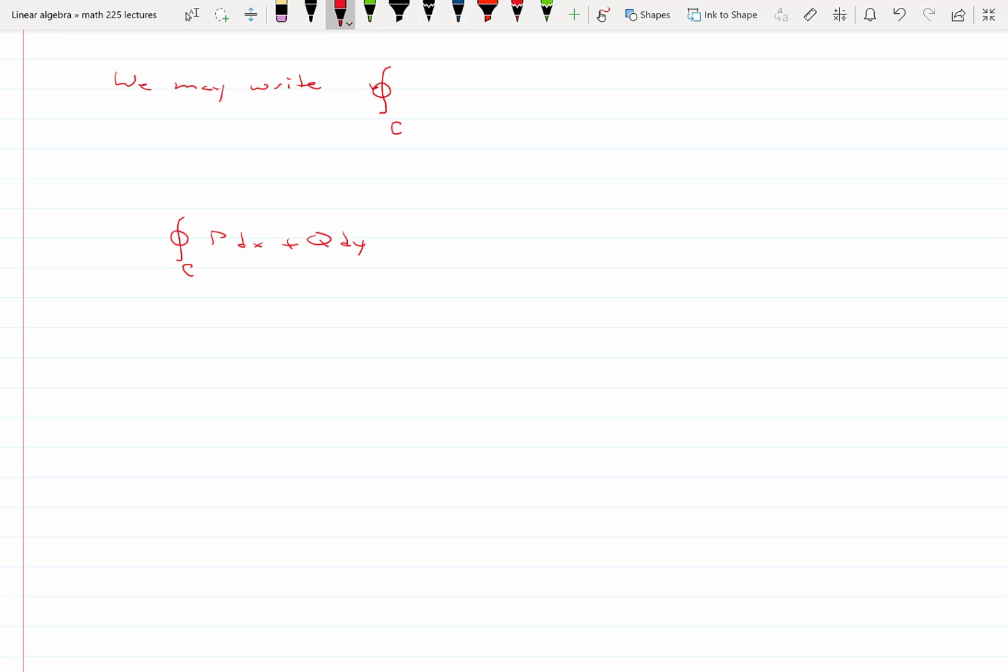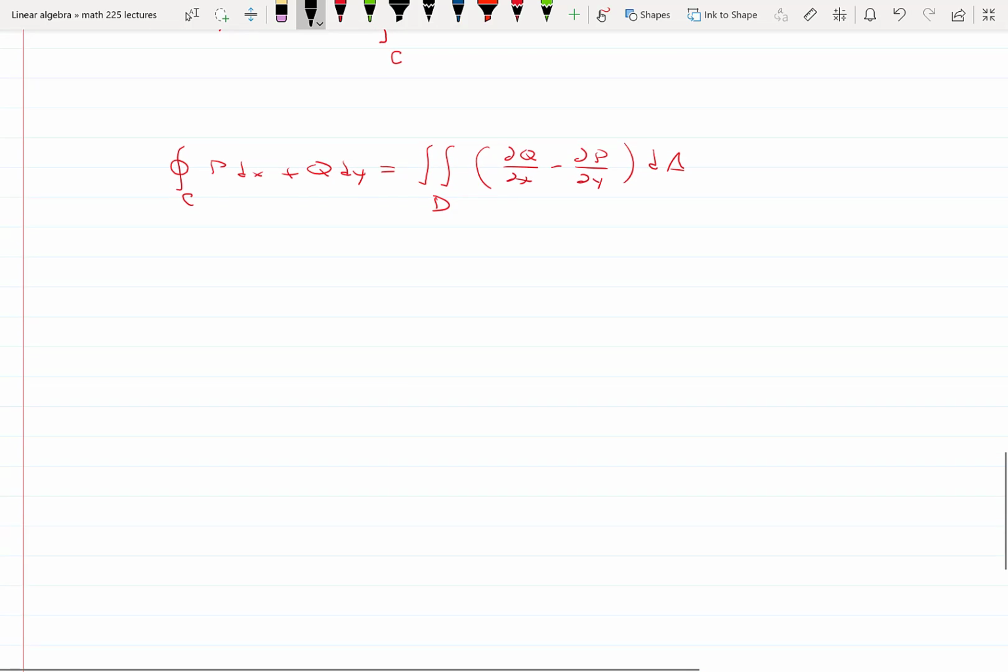I'm leaving the xy notation out just to make it a little easier on our eyes. Equals the double integral over the interior of the partial of q with respect to x minus the partial of p with respect to y dA. Okay, so let's take a look at some examples here. This section should be pretty short. There's not a lot to do in this section. So let's take a look at some examples here.